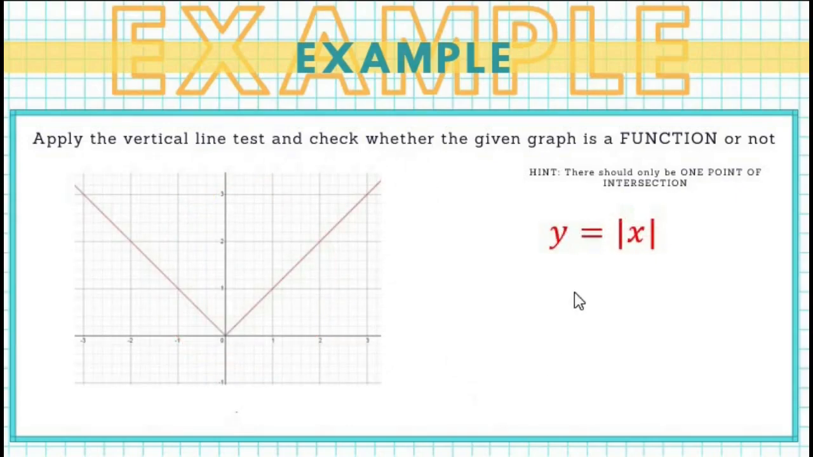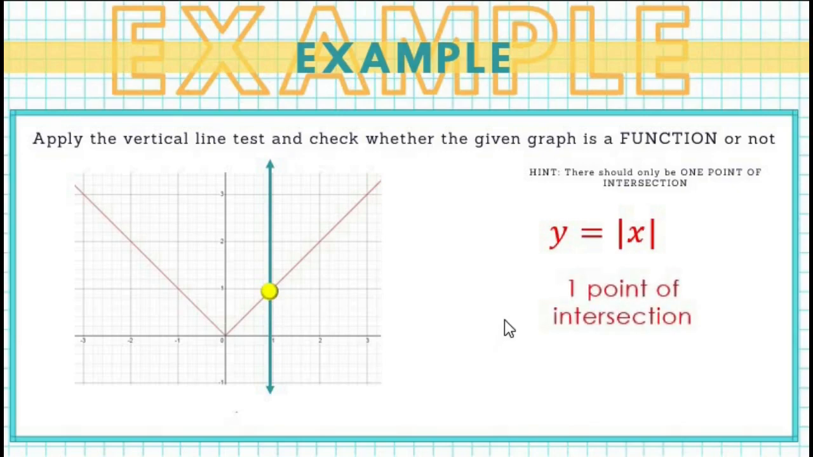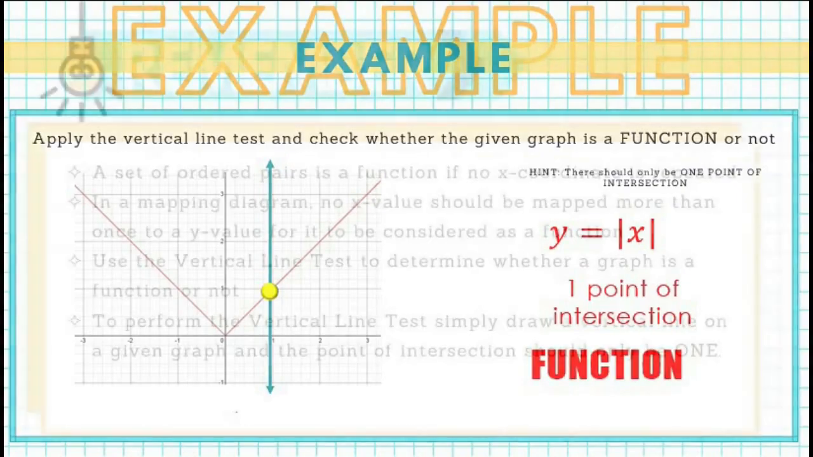Okay, and last example, we have here y equals the absolute value of x represented by this V-shaped graph. So again, simply draw a vertical line anywhere in the graph, and then if we check the point of intersection, there's only one somewhere here. Okay, so since there's only one point of intersection, therefore it is a function.